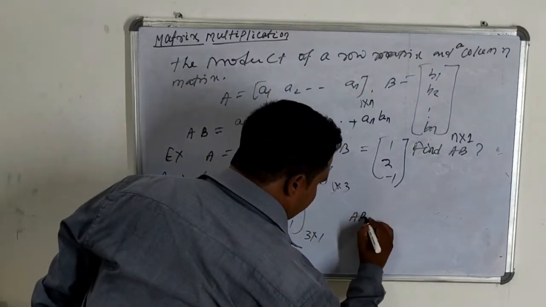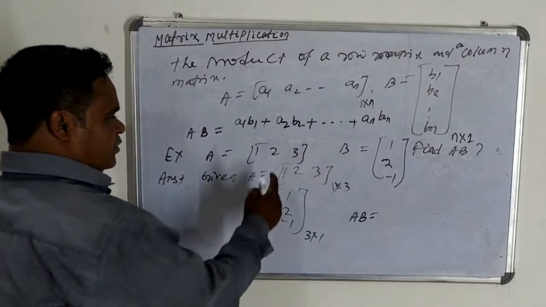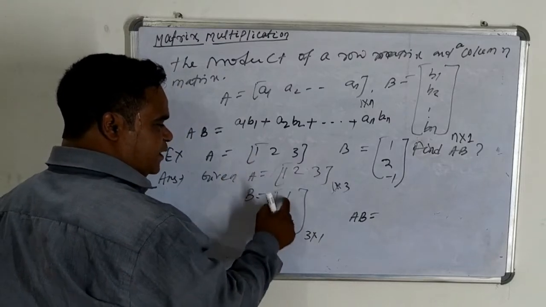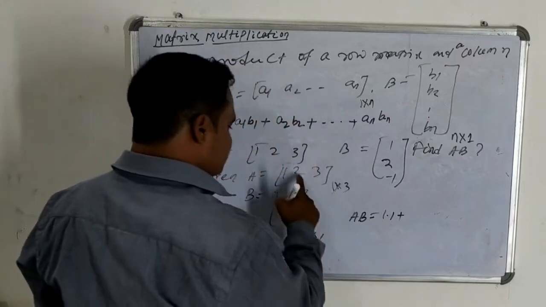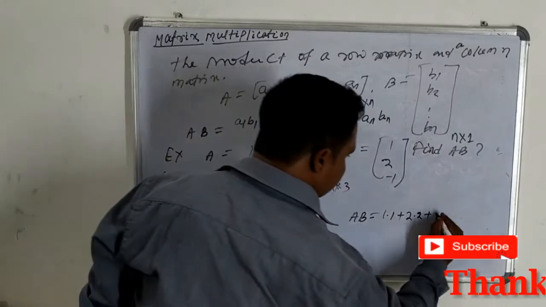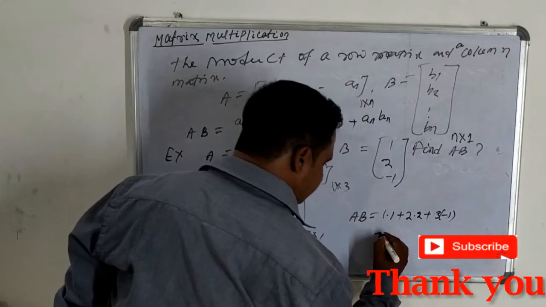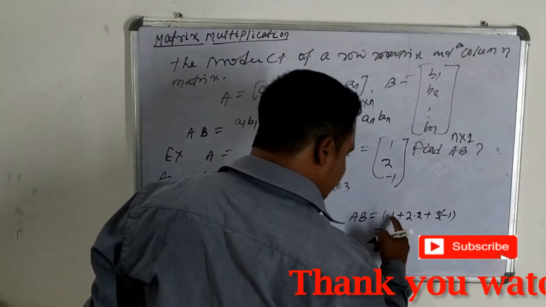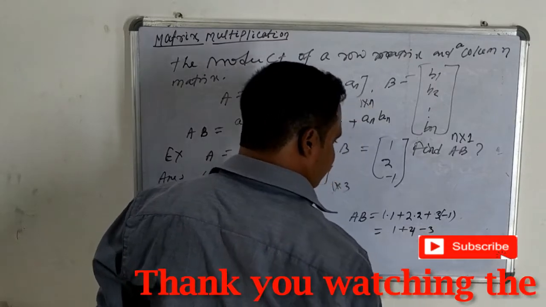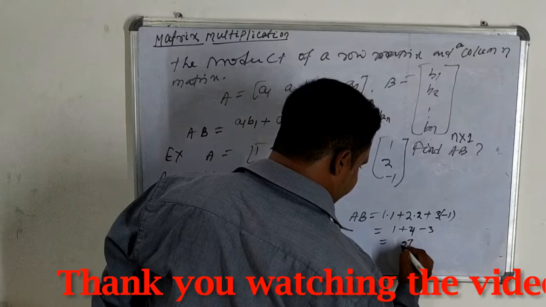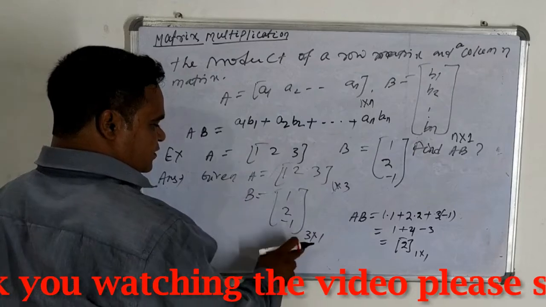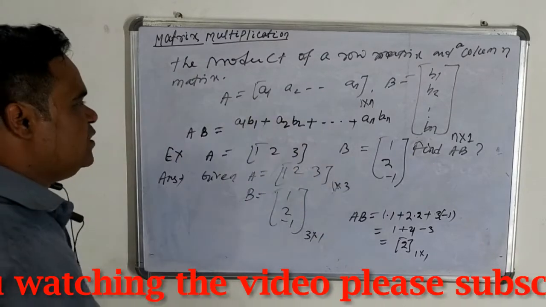So here A multiplied by B: first row times first column, that means 1 into 1, plus 2 into 2, plus 3 into minus 1. Now adding all the values: 1 plus 4 minus 3. The value is 2. It is a 1 by 1 matrix, because here it is 1 by 3 times 3 by 1. The matrix multiplication is now given to you.